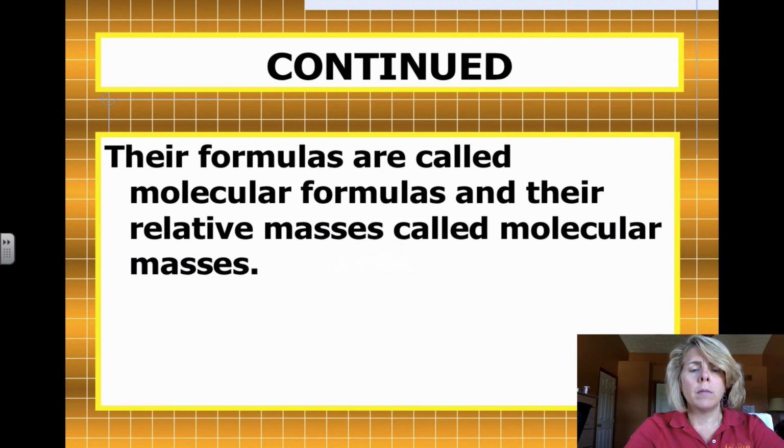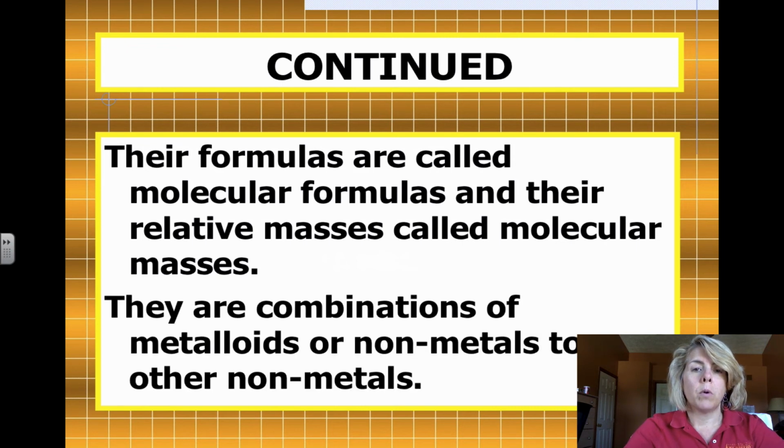Now, we're treating the non-electrolytes a little bit different than ionic compounds. We call them molecular formulas, and we also look at their masses as molecular masses. Most non-electrolytes are a combination of metalloids or nonmetals, and the whole crux of it is you're going to look for nonmetals because that typically forms a non-electrolyte.